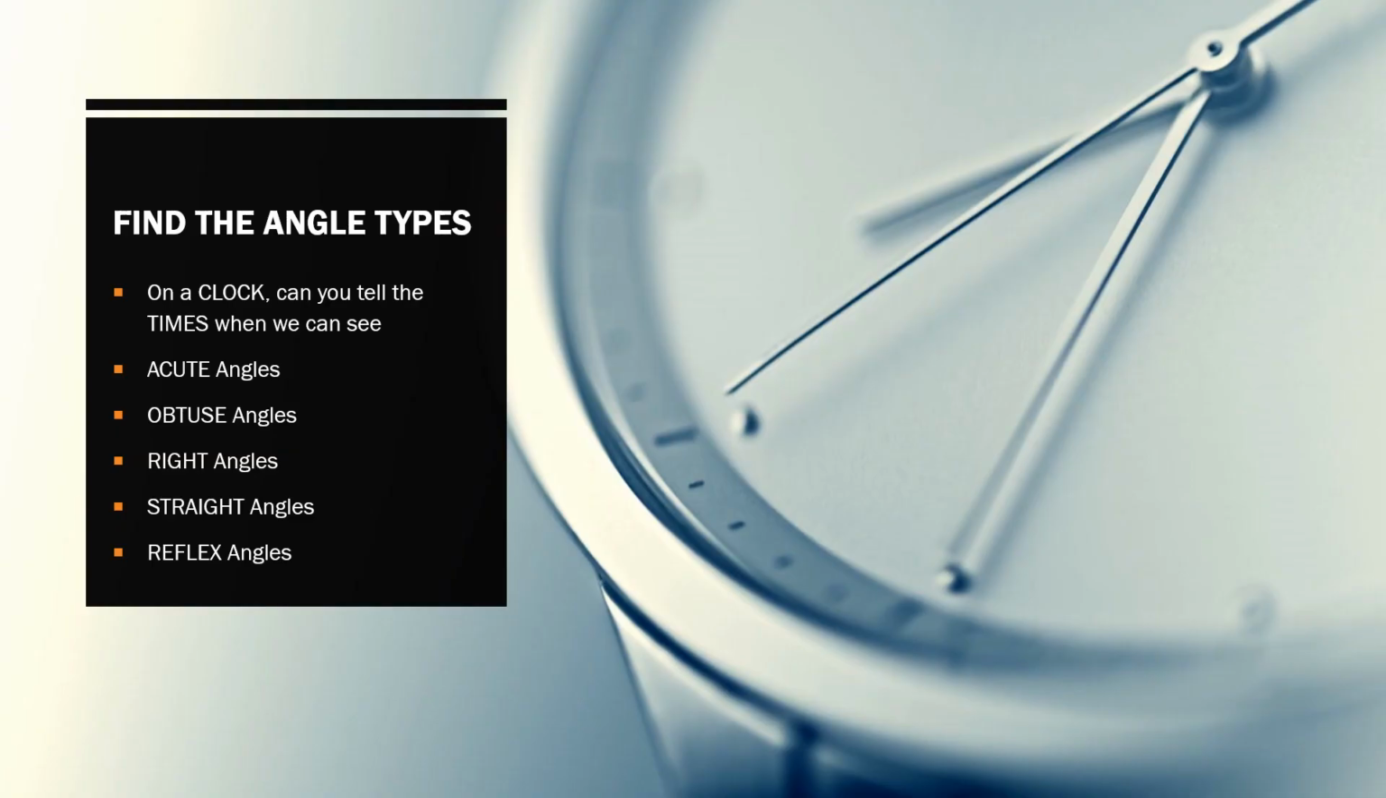Now this is something for you to do at home. You will find the angle types. On a clock, can you tell the times when we can see acute angles, obtuse angles, right angles, straight angles, and reflex angles? You can spend some time trying to find out the answer to this question.